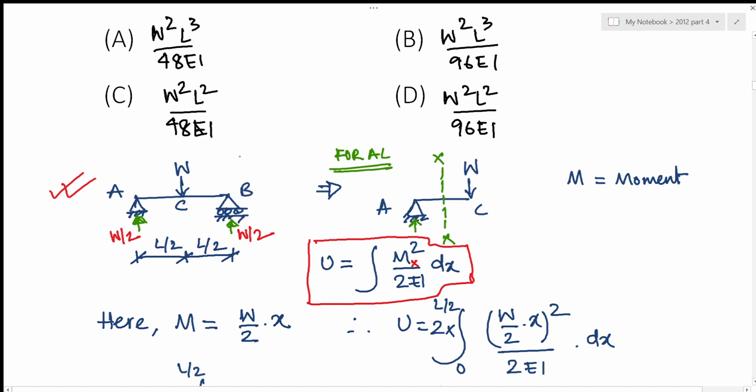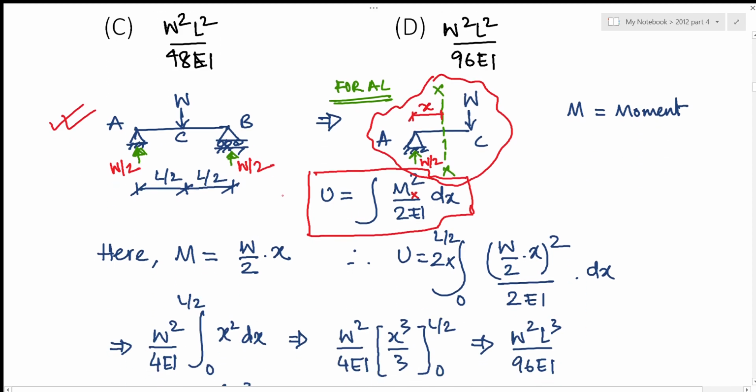Now for this particular section of a simply supported beam, the sections AC and CB are identical in nature. So in order to calculate the strain energy, we just need to calculate the strain energy in this particular part and then multiply it by 2. Also the reaction here is W by 2, and we just need to calculate the moment at a section XX at a distance x.